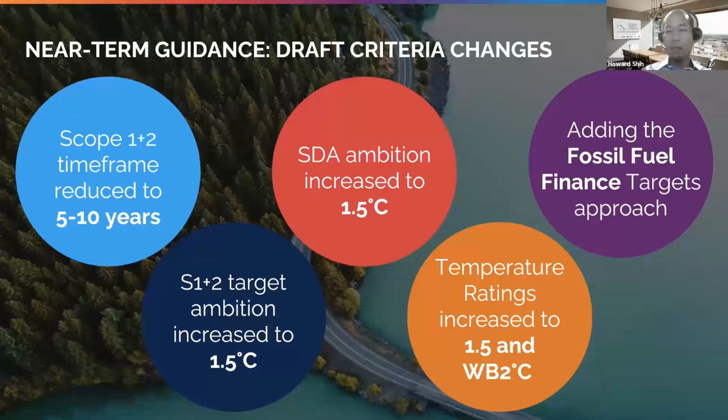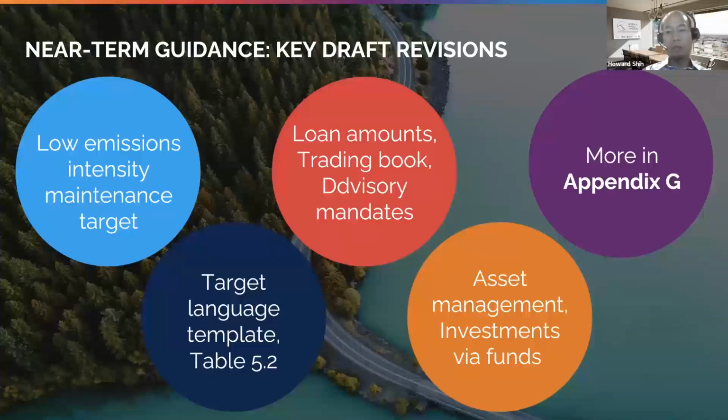Just to give a quick overview of the 3 documents and what the consultation questions are about before we open it up for questions. The draft near-term guidance version 2 has 5 criteria changes that help increase target ambition. For example, there's a shortening in the time frame of scope 1 and 2 targets, and there's an increase in minimum ambition for scope 1 and 2 targets, SDA scope 3 category 15 targets, and also temperature rating targets. We also have other clarifications and revisions to improve interpretation and application, address FI challenges, and aid target setting.